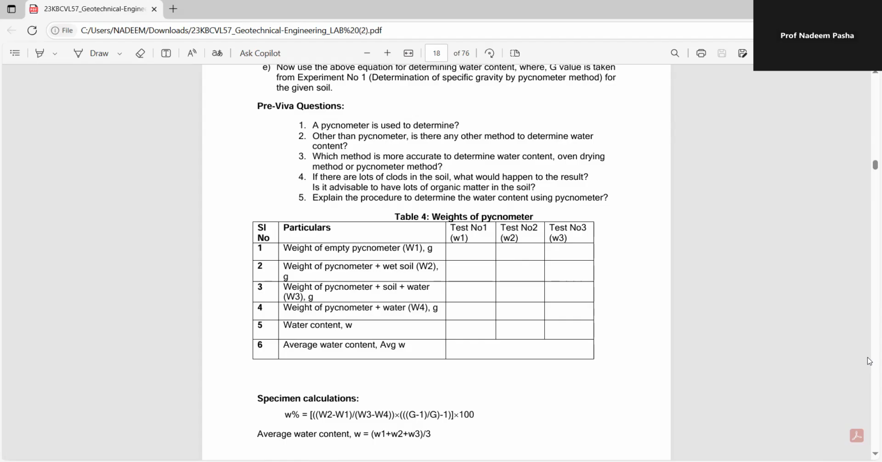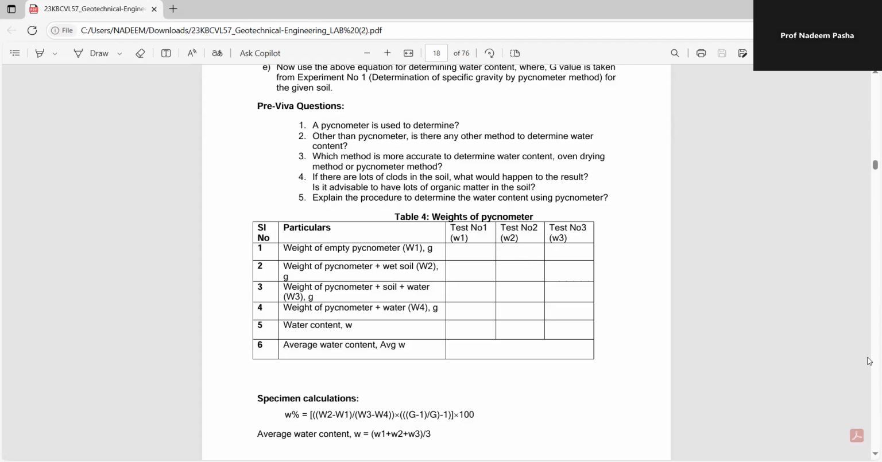First, what you have to do, you have to take the empty weight of the pyknometer with lid. After that, you have to add 300 gram of soil. So that will be W2: the weight of the 300 gram wet soil sample plus pyknometer. After that, you have to take the soil out and it has to be oven dried. And again, it is to be completely filled with water, that will be W3 gram.